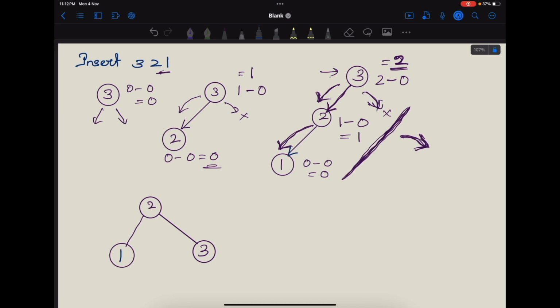Now we have to check the balance factor of 3. So 0 minus 0 is equal to 0. 0 minus 0 equal to 0 for 1. 1 minus 1 is equal to 0. So the tree gets balanced. So this is the way. So a single right rotation will take place.